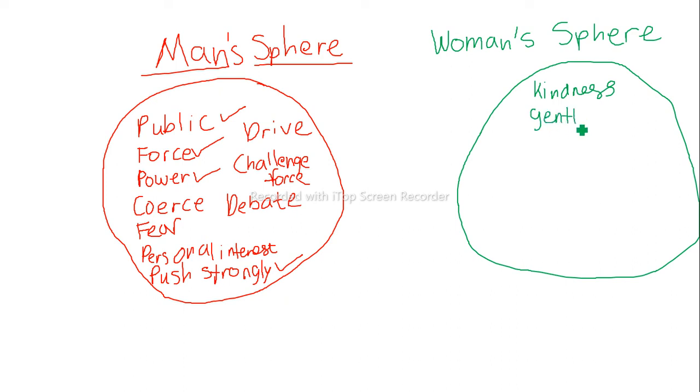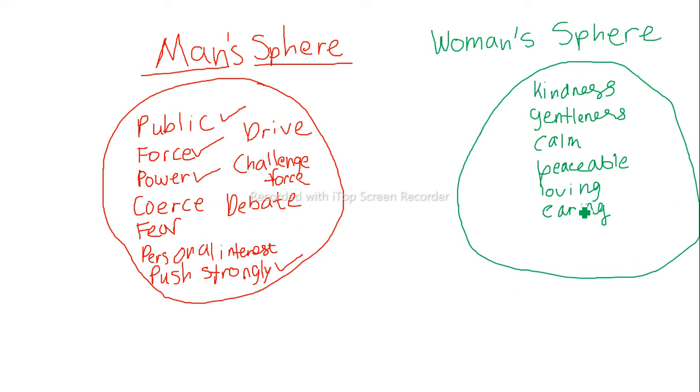Gentleness. Being calm. Right? Being peaceable. Being loving. Caring. Being caring and all that stuff. Okay. So she's saying in the women's sphere only is kindness, gentleness, calmness, peaceableness, loving, and caring.